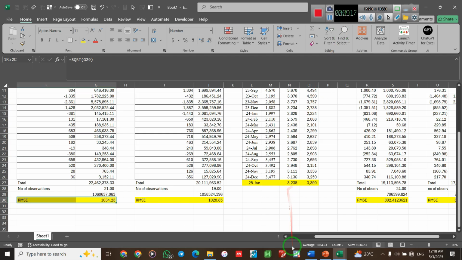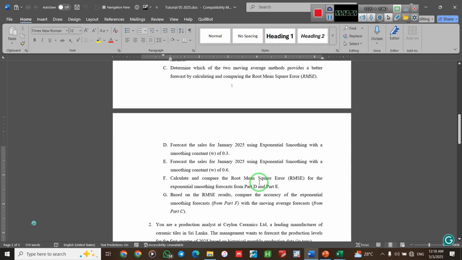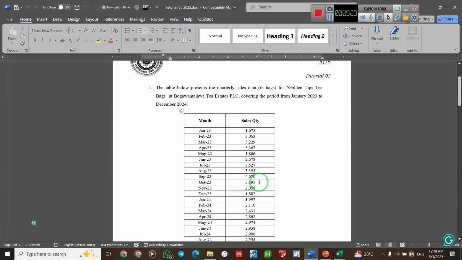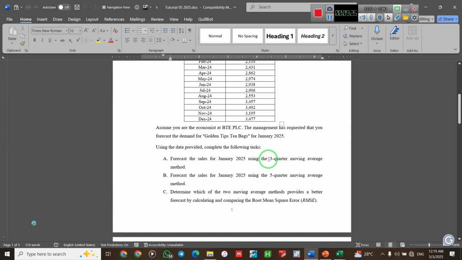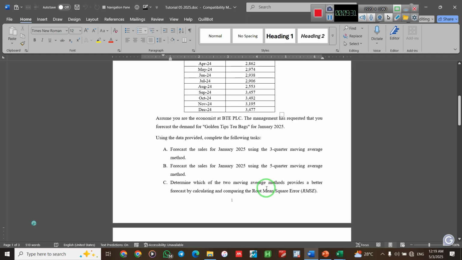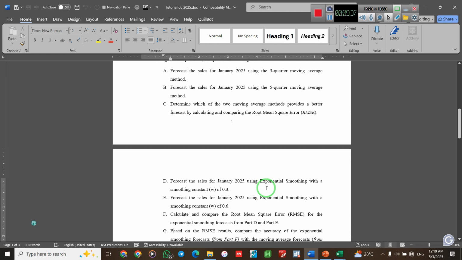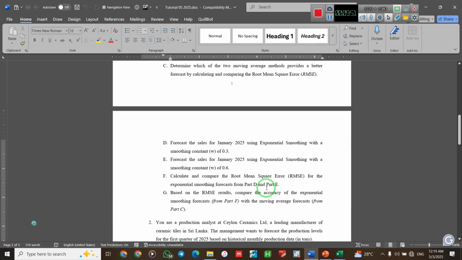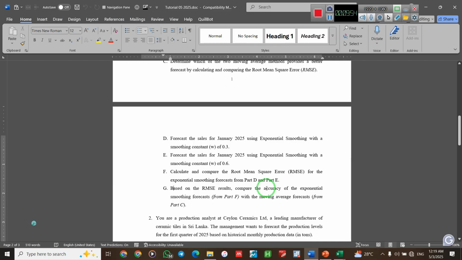So we have done all the parts of the first question. We have done the estimation of the 3-quarter moving average and 5-quarter moving average, and we have also determined the RMSE for them. Then we forecast the sales using the exponential smoothing method, and compared the RMSE results of the exponential smoothing methods. Finally, we compared the results of the exponential smoothing method and the moving average forecast method, right?